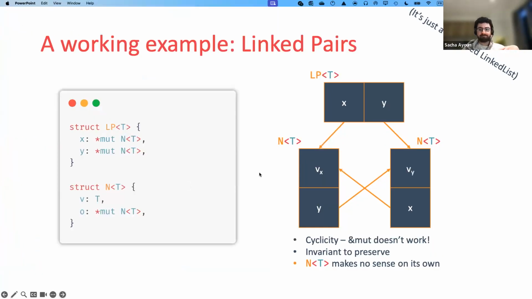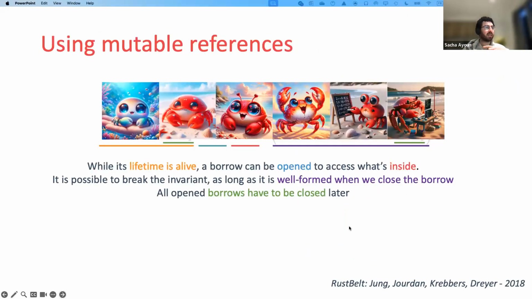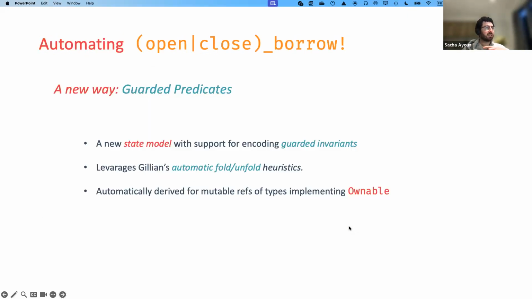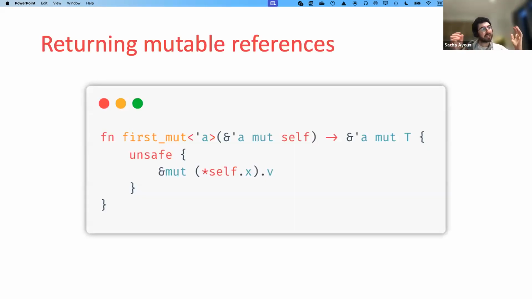Now, back to where I was, which was right after the cute crabs. Right, guarded predicates. So now, great, we can do opening and closing borrows automatically, which is already a good first step. This next step is the problem of returning mutable references.